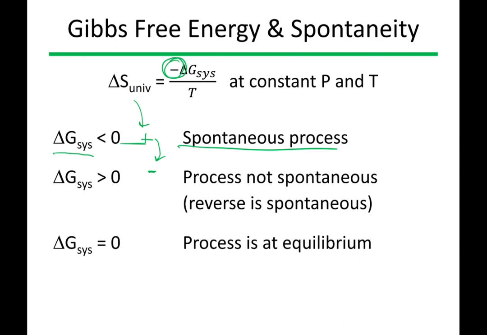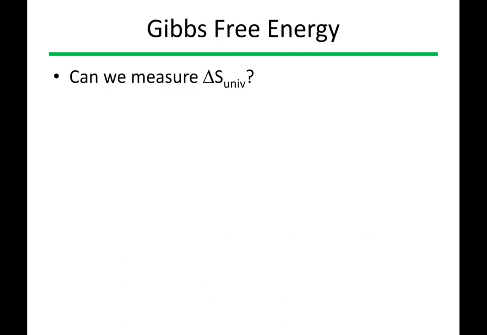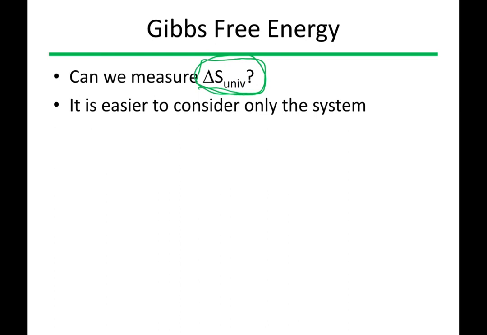So why do we bother using delta G instead of delta S of the universe? And this goes to this idea right here. Can we actually measure the entropy of the whole universe? Certainly not. But what we can do is measure everything that's related to just our system.